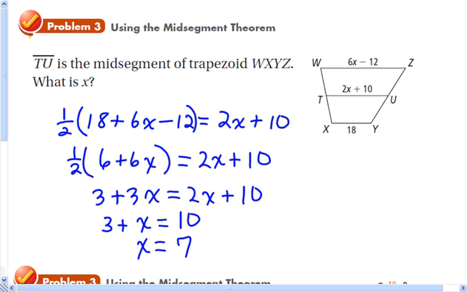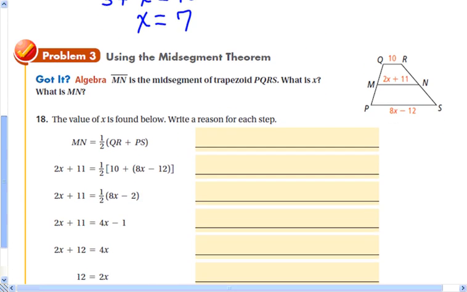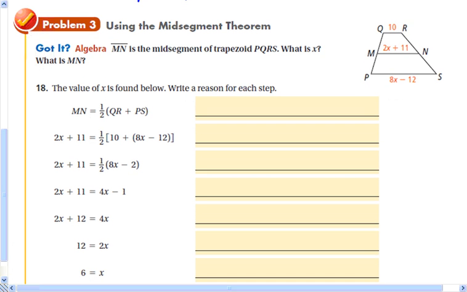And let's just check that out. If x is 7, then this is 30. And this is 24. And 30 plus 18 equals 48. And 24 is half of 48. So that all checks out. All right, go ahead and you try that. See if you can fill in the reasons. You can check back for the answers.